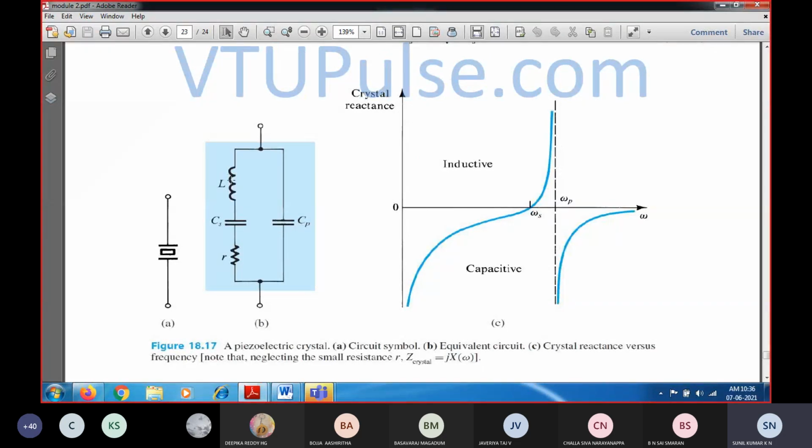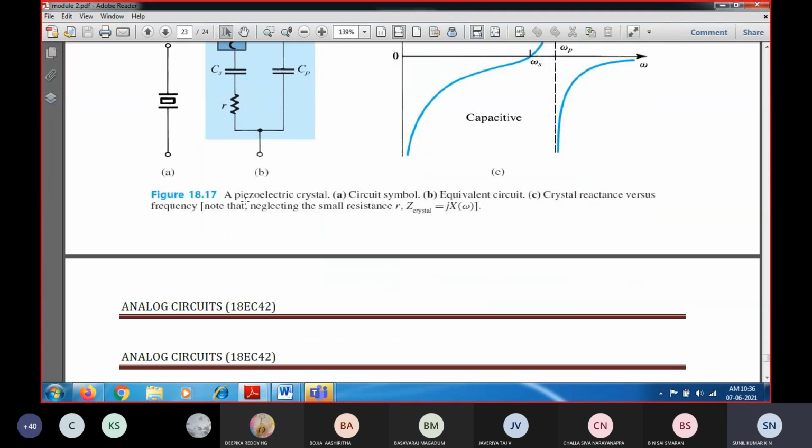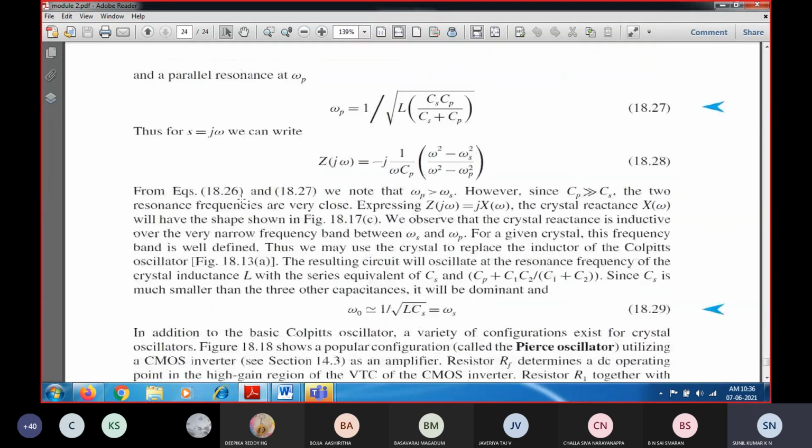L in series with Cs corresponds to the Hartley oscillator, that is the series resonance frequency, and the parallel resonance frequency, Cs and Cp divided by Cs plus Cp into L, gives the Colpitts oscillator. A capacitor divider takes place in the case of Colpitts, and an inductor divider takes place in the series case. You can make a correlation between them. So that is about the parallel resonance frequency.